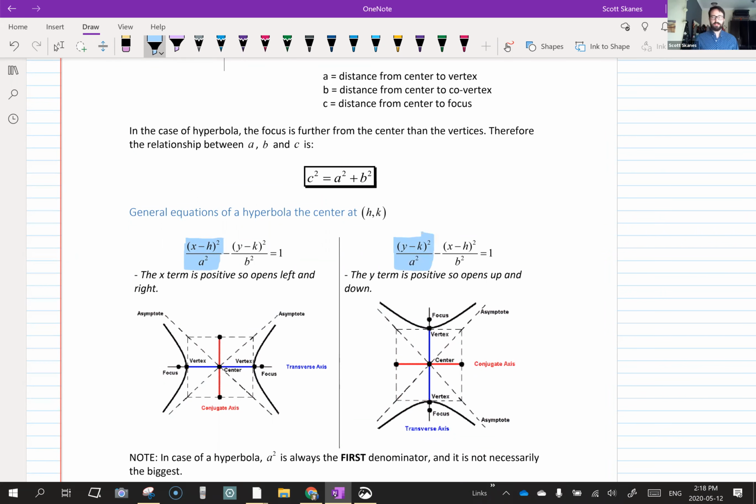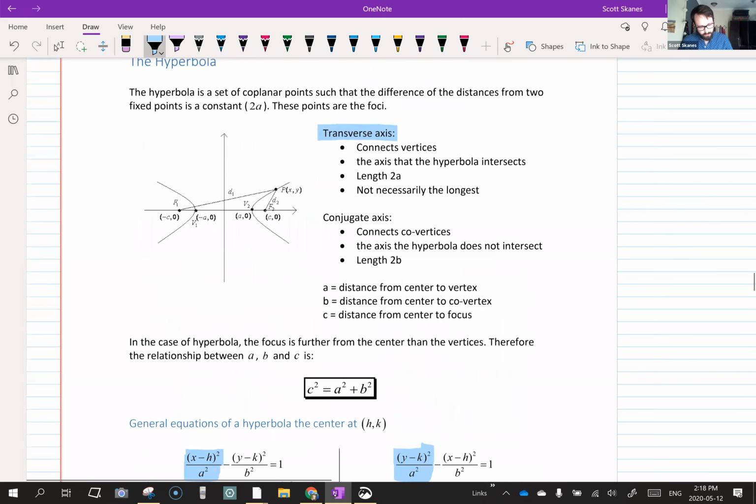What I mean by that is if it's like x squared minus y squared, the x squared piece has the A, and that's our transverse axis. It goes in the x direction. If the y squared comes first, that's our transverse axis, and it's going to be related to the y direction instead of the x direction. Okay, that's the big difference.